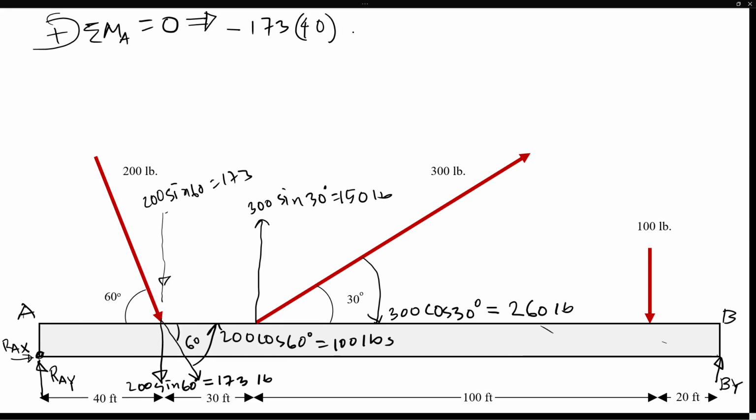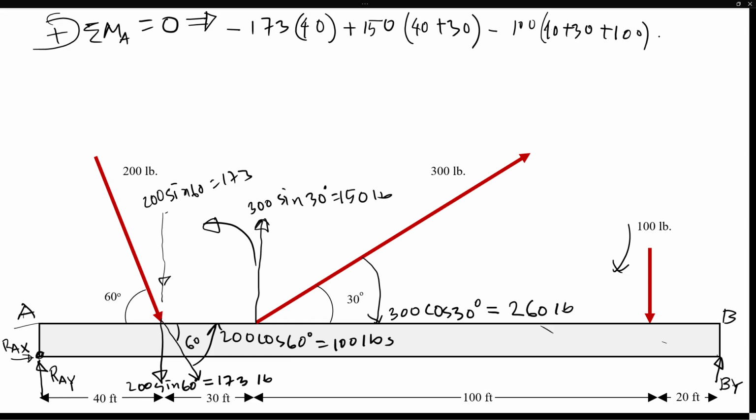And then plus, we have this 300 pounds. The vertical component will cause a counterclockwise moment, so that will be a positive moment coming from that 150 pounds, and that is 40 plus 30 feet from point A. The horizontal component will pass through A, so that will not produce any moment. And then this 100 pound will cause a clockwise moment, which is negative. So 100 times 170 feet, 40 plus 30 plus 100.